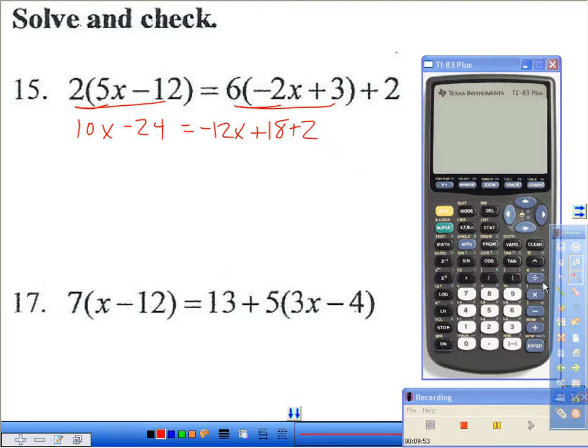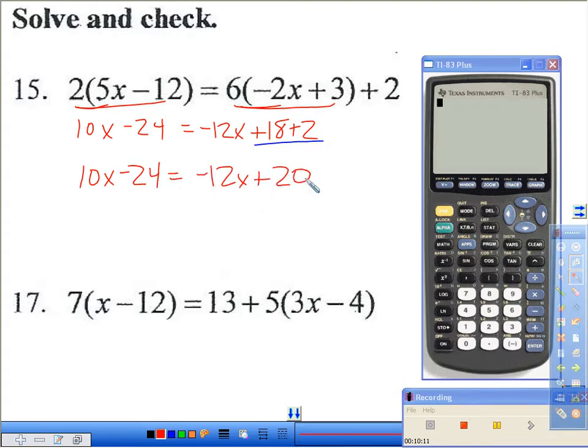Plus 2. Our second step is we said we were going to combine any like terms that we see on the left-hand side or the right-hand side. Well, there are like terms right here. 18 plus 2 gives us 20. So what that leaves us with is 10x minus 24 equals negative 12x plus 20.